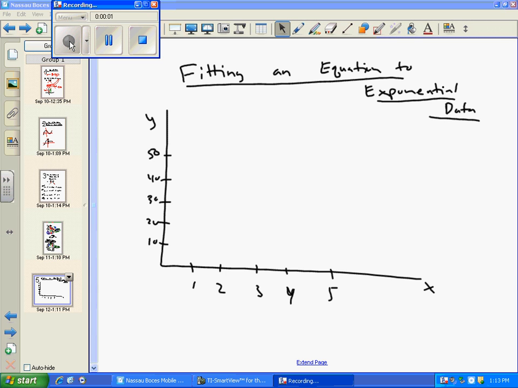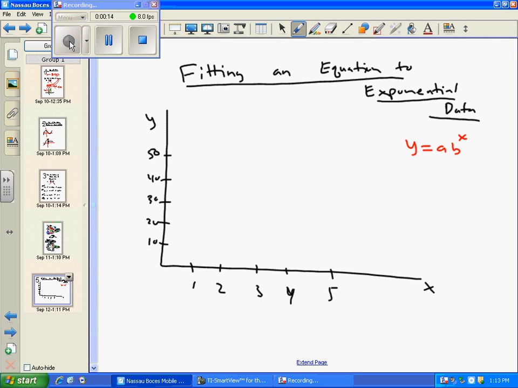Hi. What I'd like to talk to you about now is fitting an equation to exponential data. So first off, if we suspect our data is exponential, then our equation is going to look like this: y equals a times b to the x. So I have some sample data for you.